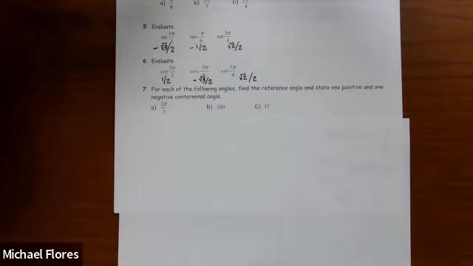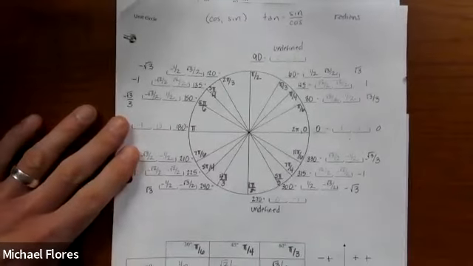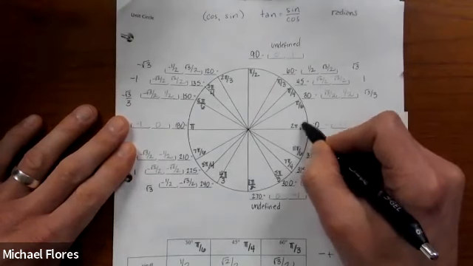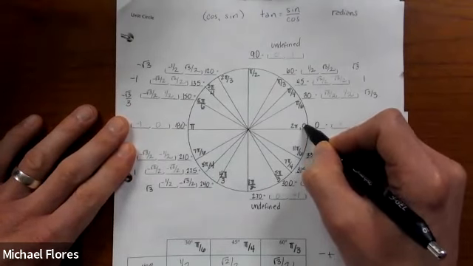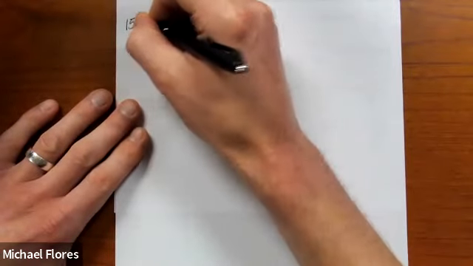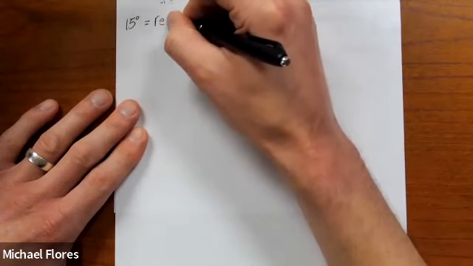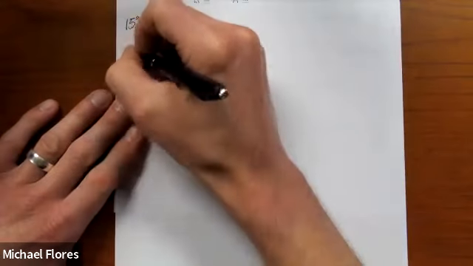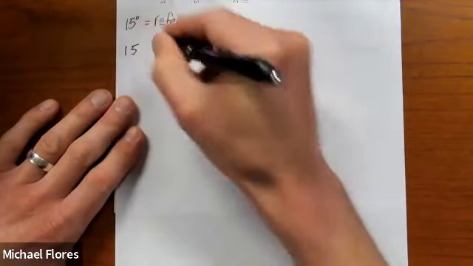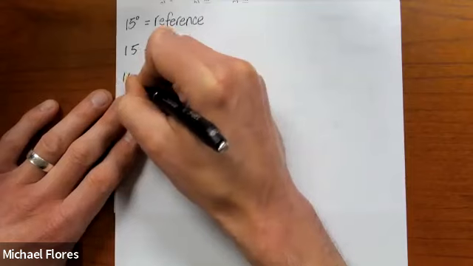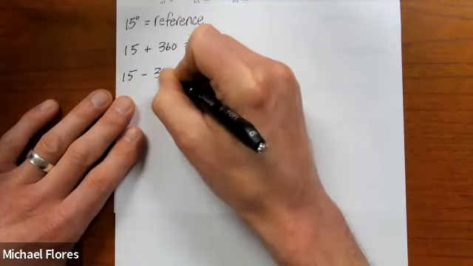Example 7c, 15 degrees, the reference angle. Well, 15 degrees in our unit circle would be right about here. And how many degrees is it from here to here, the positive x-axis? Well, 15 degrees. So your reference angle for C is 15 degrees. In order to find your positive coterminal, take your given angle measure, add 360. To find your negative coterminal, take your given angle measure, subtract 360.